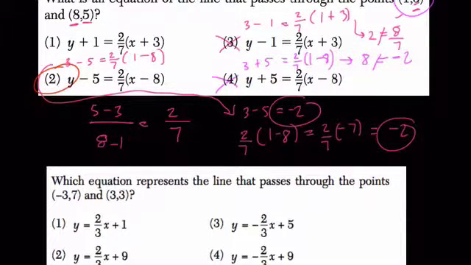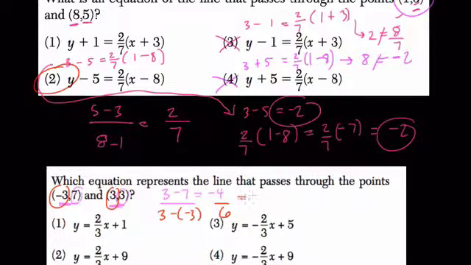All right. Which equation represents the line that passes through these 2 points? Okay, so let's find the slope by subtracting our y values. Let's do 3 minus 7. 3 minus 7 is -4 over the difference of the x's. 3 minus -3, which is 3 plus 3, or 6. So we get -4/6, which reduces to -2/3.